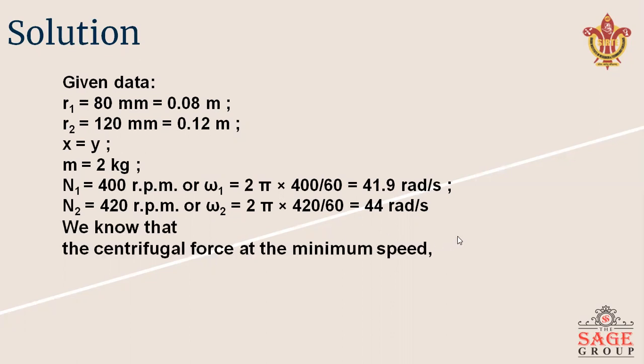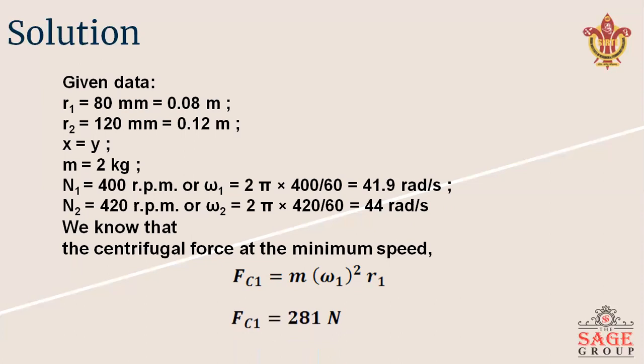Now we know that the centrifugal force Fc is equal to m omega square r, so at minimum speed, Fc1 is equal to m omega1 square r1. We have the value of omega1, and we substitute it in this equation along with r1, which is 0.08 meter or 80 mm, and small m equal to 2 kg. So we have Fc1 equal to 281 Newton.